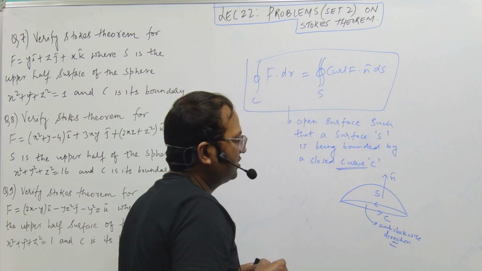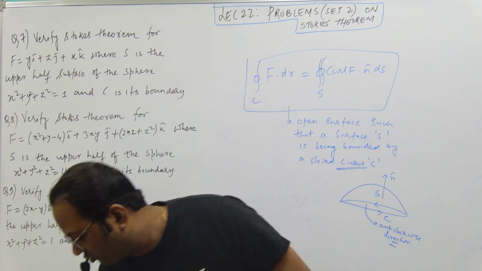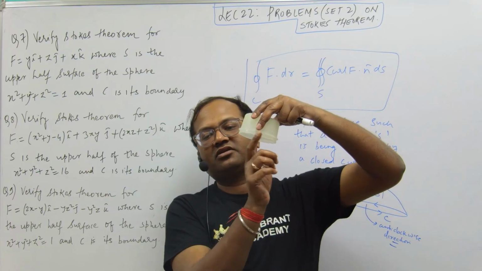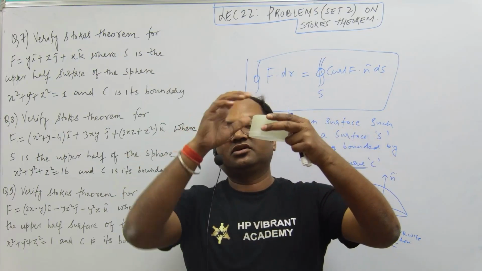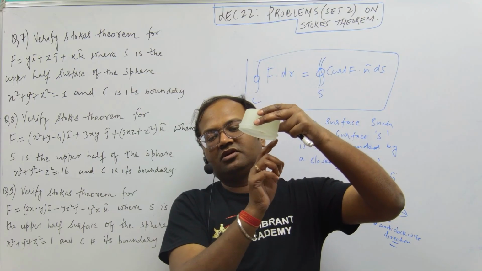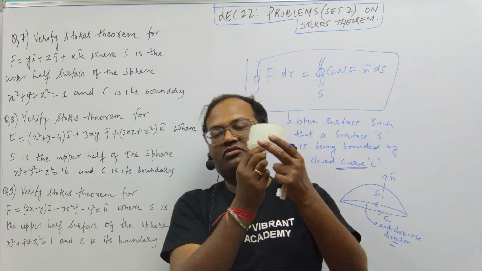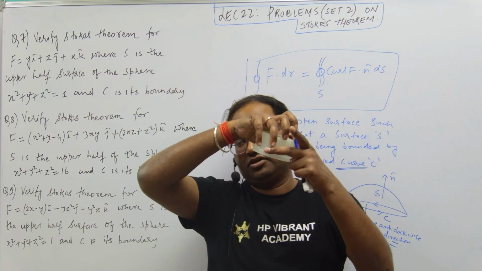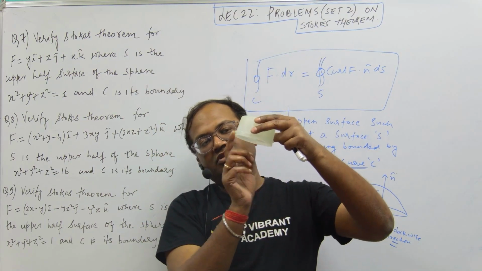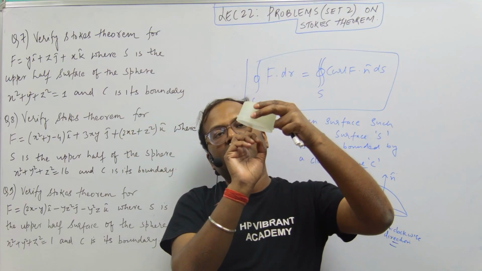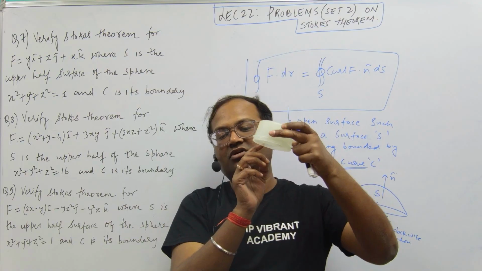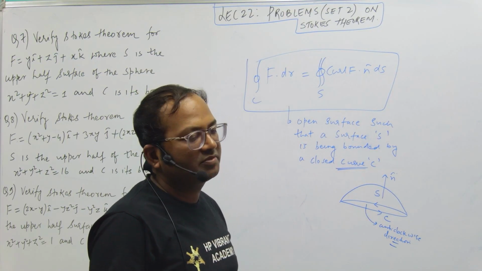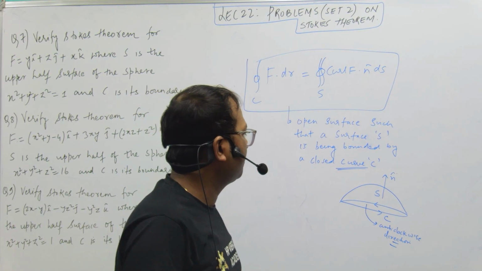Let us understand this with a figure. We have an open surface like this, open from the bottom. This is our curve C and this is our surface S. As per the Stokes theorem, the integral of F dot dr along the curve C is equal to the integral of curl of F dot n cap dS. This is the basic expression for the Stokes theorem. So let us start discussing the problems.